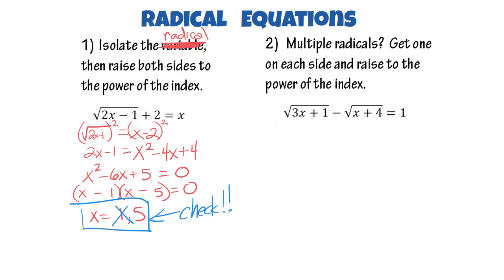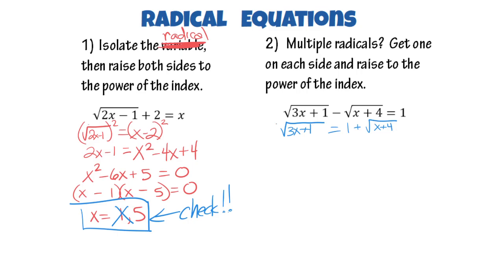Let's look at our next example. It's got 2 radicals in it. So if you have multiple radicals, you want to get 1 on each side, and then you're going to raise it to the power of the index. All right, so same as before. This can be easy, but the one I gave you, not super easy, because when I move the radical to the other side, I'm going to write really little on this example. I add that over, and now I have a 1 plus square root of x plus 4.